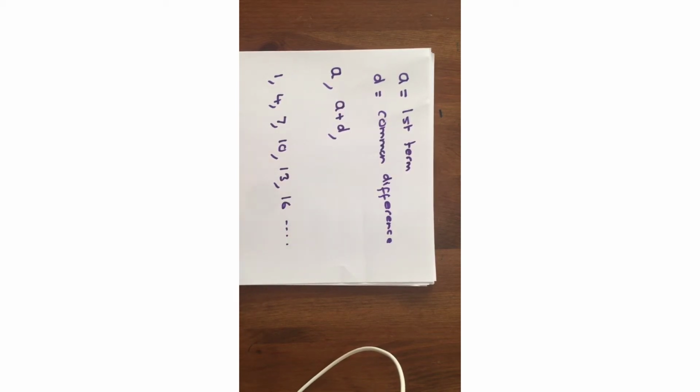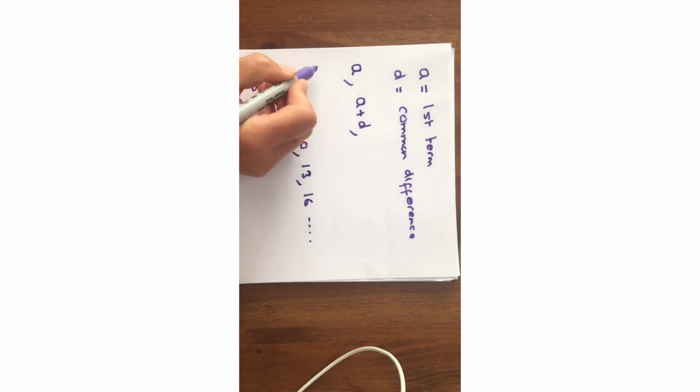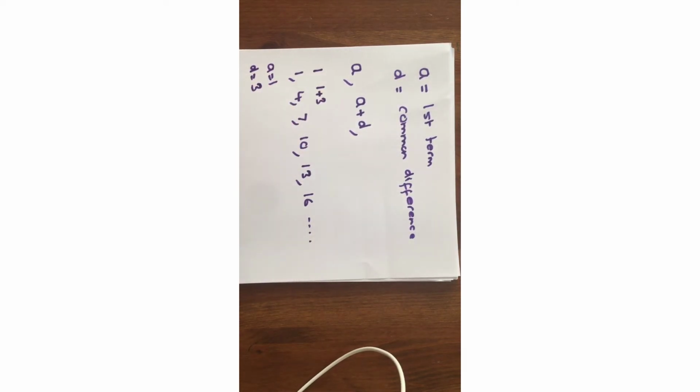It's going up in threes, yeah? So A is 1 and D is 3. So my first term is 1. My second term is 1 plus 3, 1 plus D. What would my third term be?